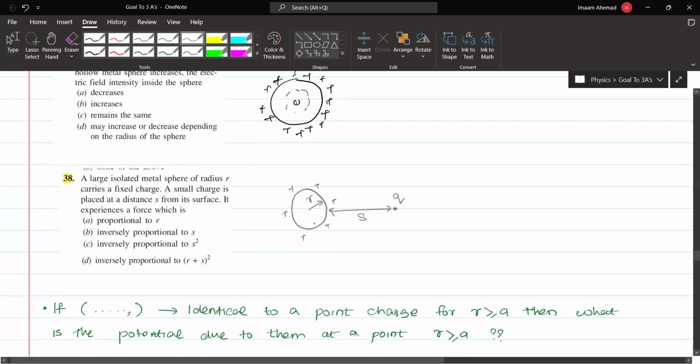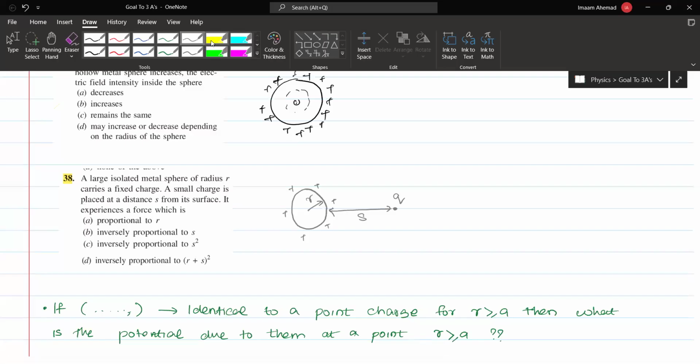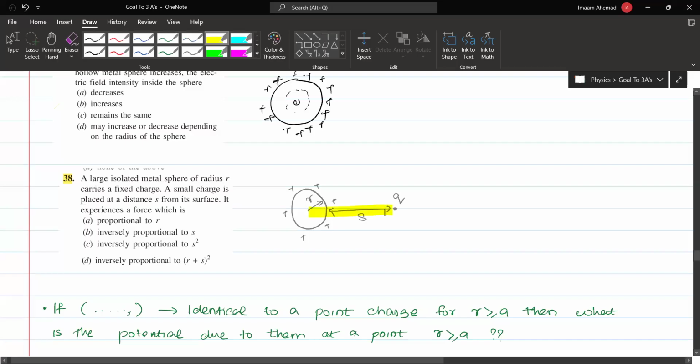To find the force it experiences, we have a solid sphere, right? It's hard to discuss directly. As the distance I'm considering is greater than the radius, I can replace this sphere with a point charge at the center. From the center to the surface it is distance r, and from the surface to the other charge it is distance s. The force is inversely proportional to the square of the distance, and the distance is now r plus s, whole thing squared. So it should be answer D. Is it clear?